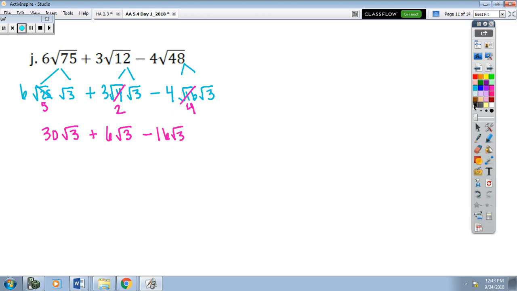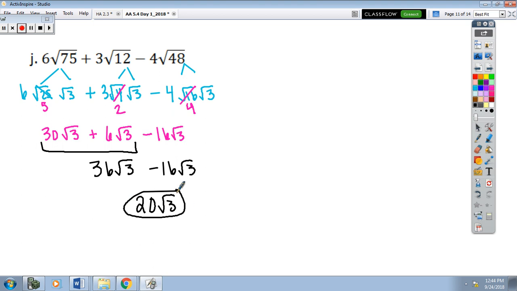And then we just add or subtract in order from left to right. So adding these, we get 36 root 3. 36 root 3 minus 16 root 3 will get me 20 root 3. So just make sure you always simplify before you add or subtract.